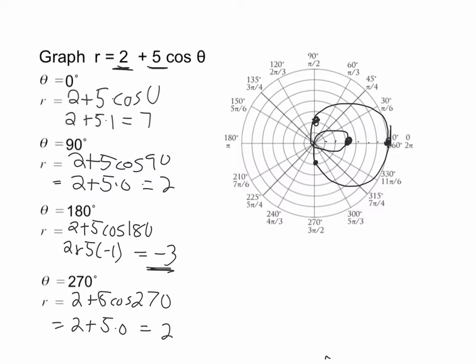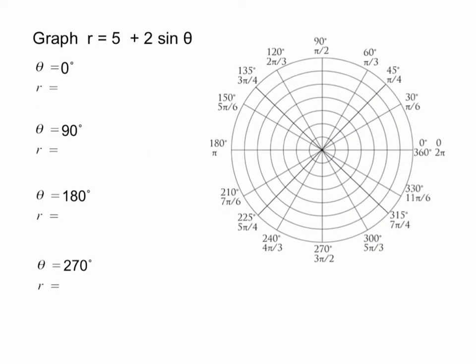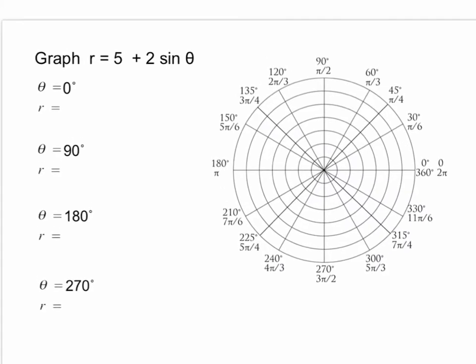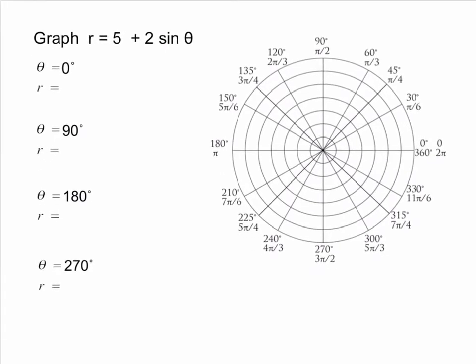So let's try another one here. I'm going to plug in 0. I'll have 5 plus 2 sine 0, and the sine of 0 is 0. So I end up with 5 plus 0, which is 5. So when I'm facing 0, I'm going out 5 units.